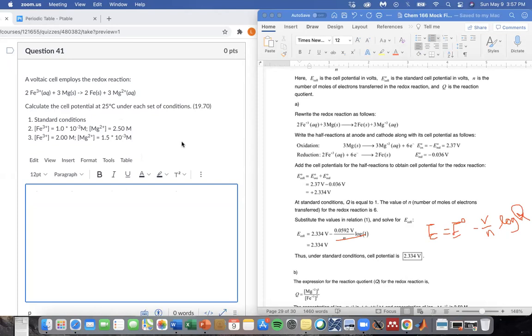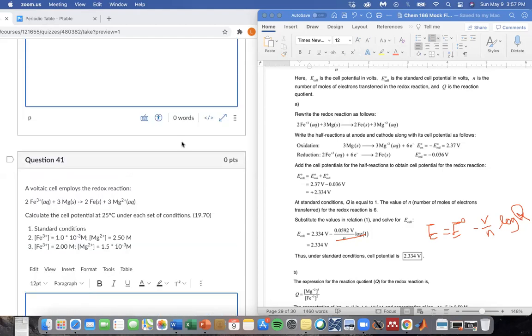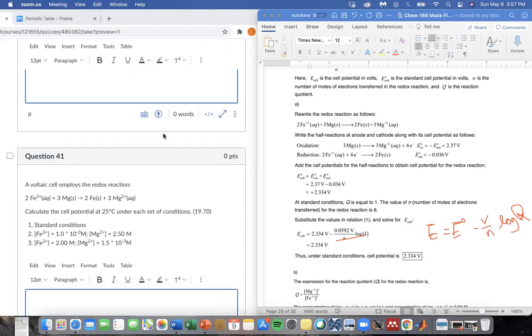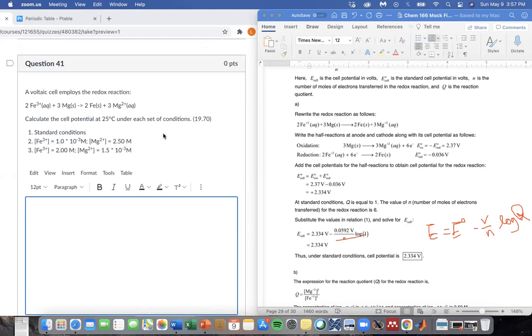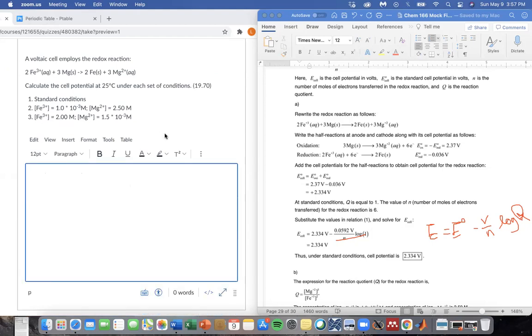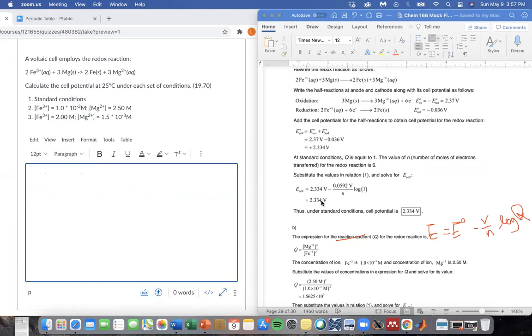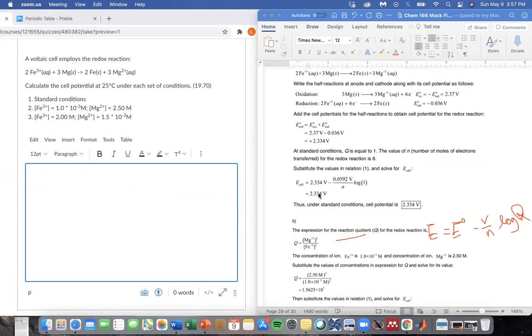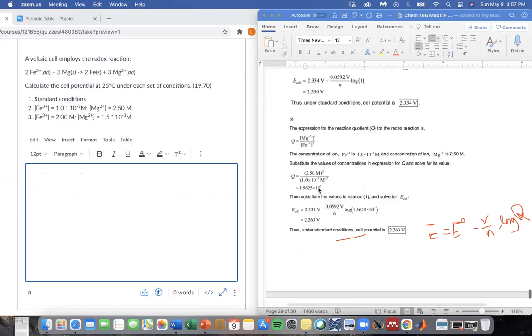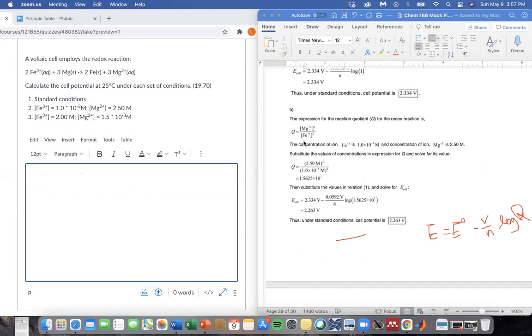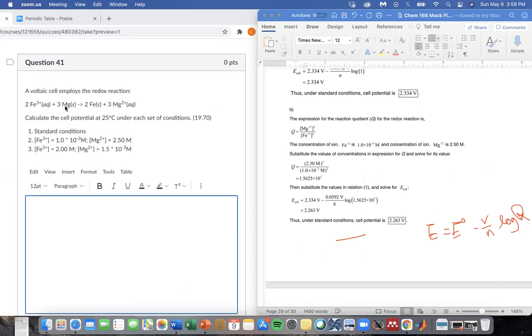The way that that's calculated is using the chart of half reactions. I don't think you'd ever have to refer to the textbook while you're taking an exam, so they probably would give you the half reactions that they did up here. But if you were to solve for the voltage from E cell, for E standard, it would be 2.334. And then for the reaction quotient, we would have Mg2 plus cubed, because for our reaction here, we have 3 magnesiums, or we only have 2 irons.